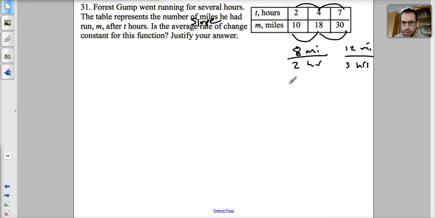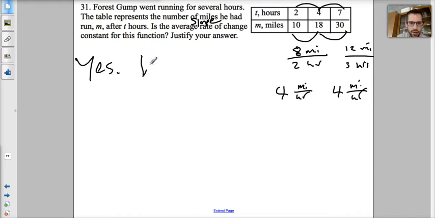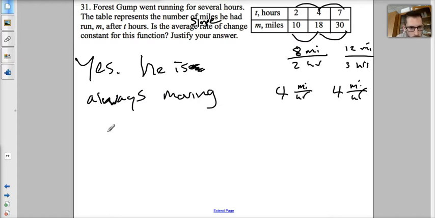So yes, 8 divided by 2 gives you 4 miles per hour. 12 divided by 3 also gives you 4 miles per hour. So the answer is yes, he is always moving. Sorry, guys, that's messy. We will say 4 miles per hour.